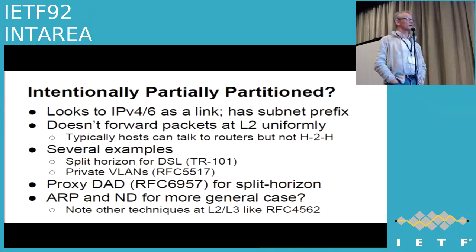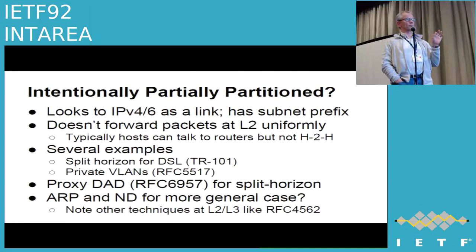So these links look to IP as a link in that they have a subnet prefix, but they're intentionally not uniformly forwarding packets at layer 2. And typically the way they're used is that hosts can talk to routers and vice versa, but hosts cannot talk to hosts. And I've seen at least 2 examples of this.